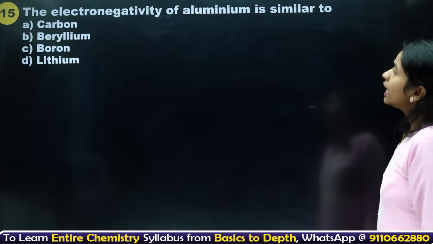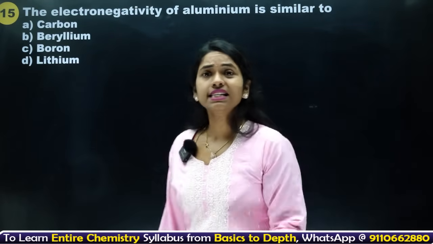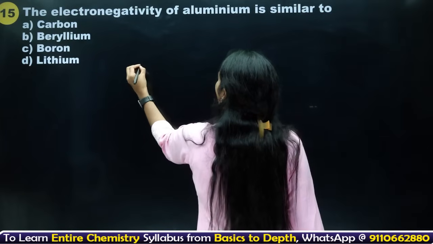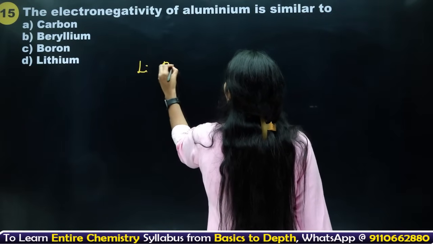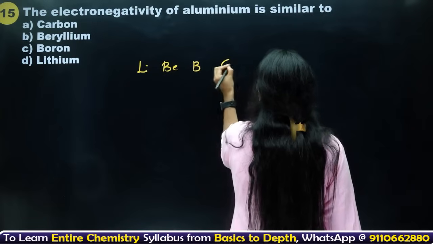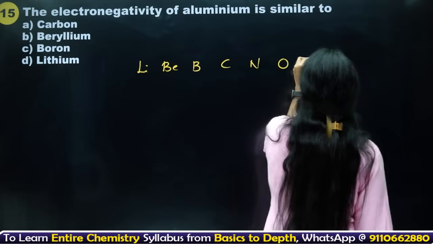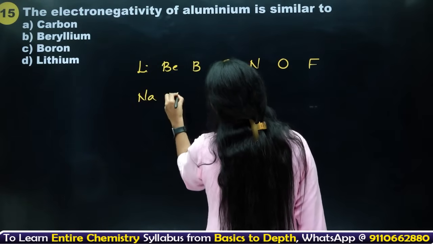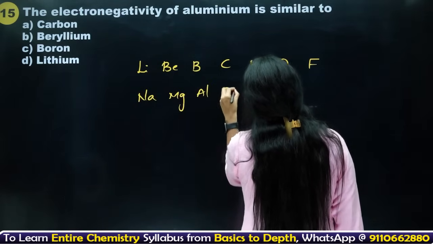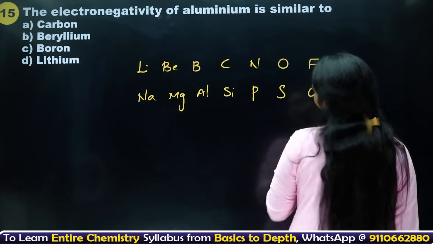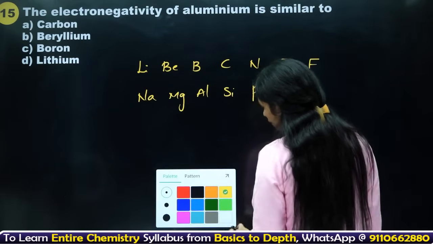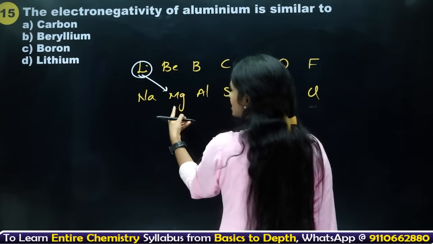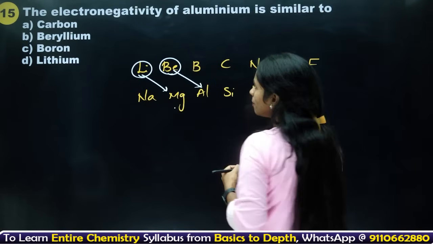Okay, students, the electronegativity of aluminium is similar to... see here. Lithium, beryllium, boron, carbon, nitrogen, oxygen, fluorine. And next, sodium, magnesium, aluminium, silicon, phosphorus, sulfur, chlorine. Here one small point I want to tell you. This first element shows similar properties with this element, and this element shows similar properties with this element.